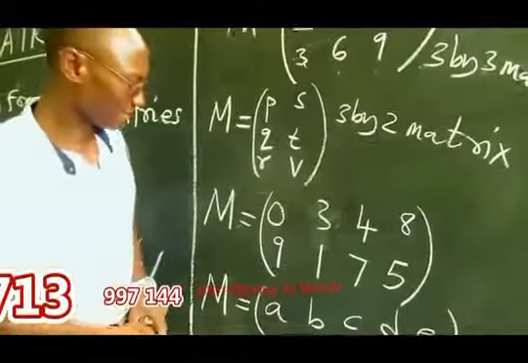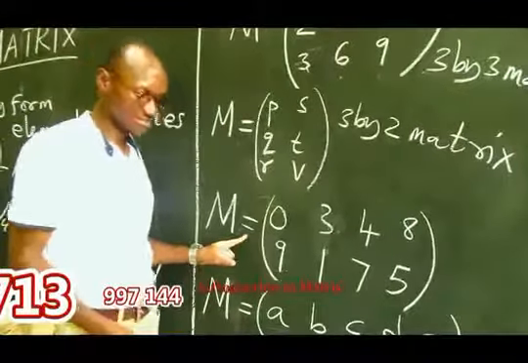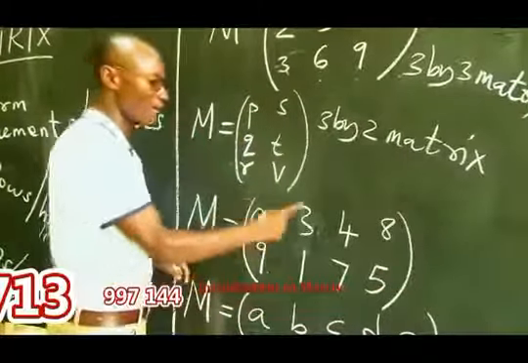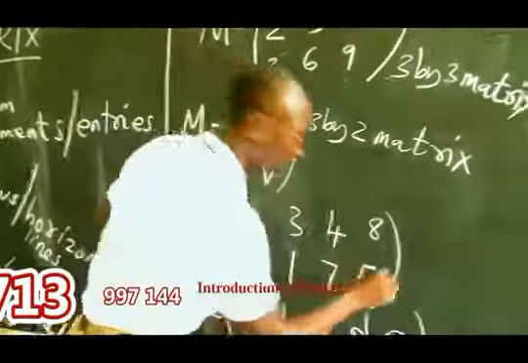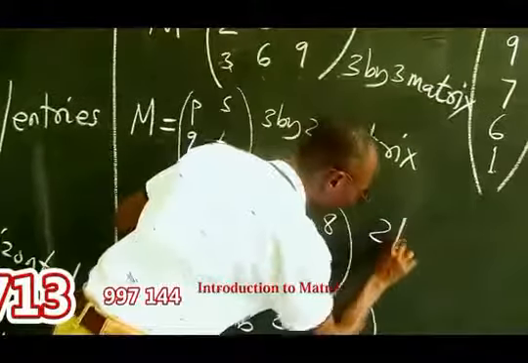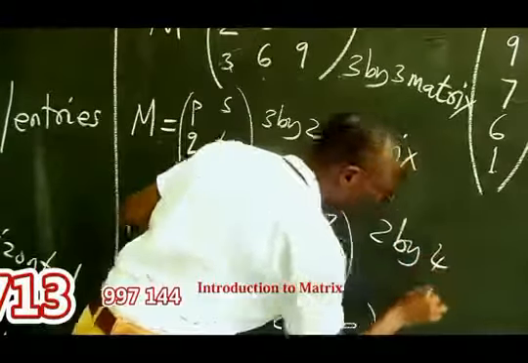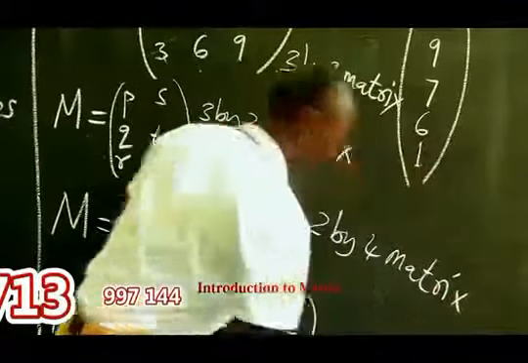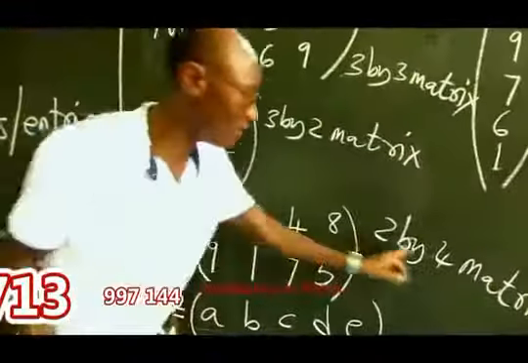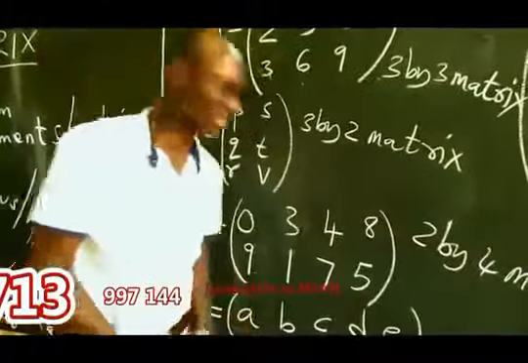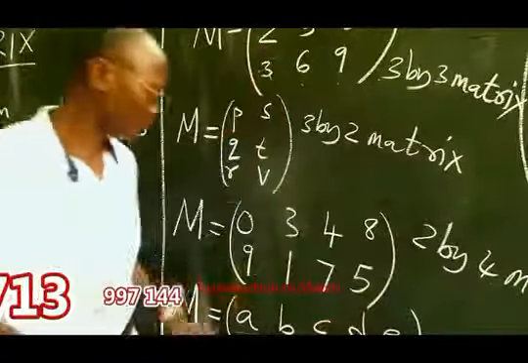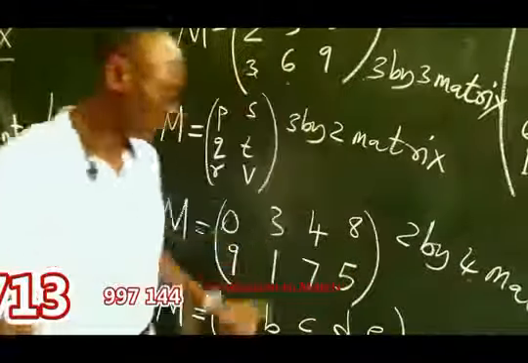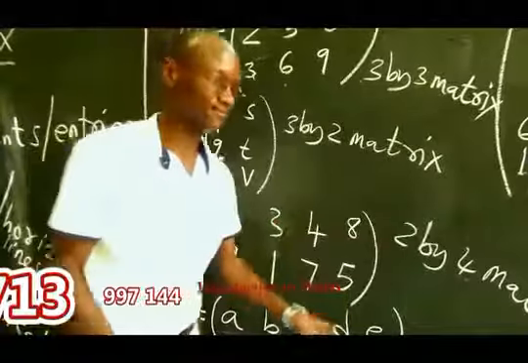This one is called a 2 by 4 matrix, because it has got 2 rows and 4 columns.